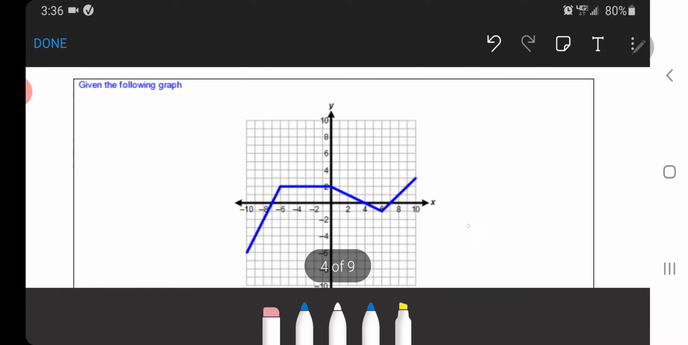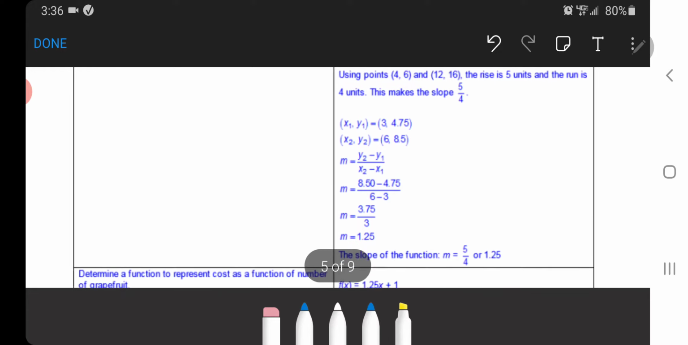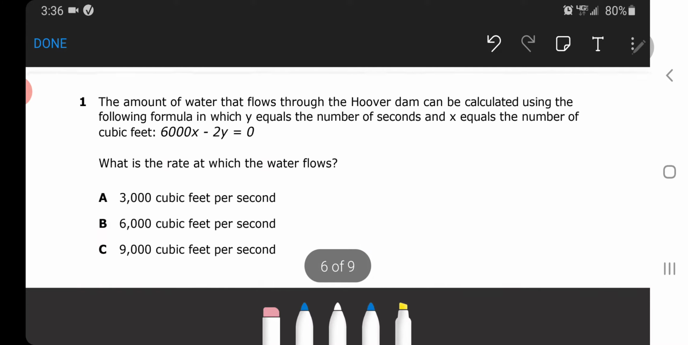All right. Moving on down. You can look these over if you want to. I'm going to go over some of these sample problems that we got here.